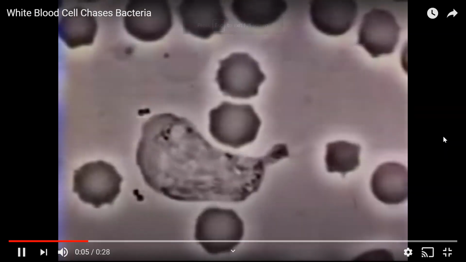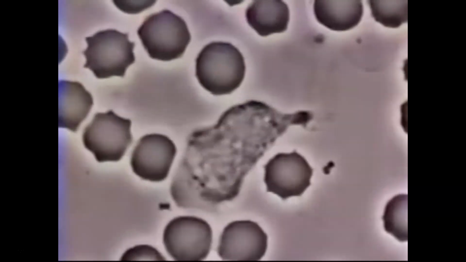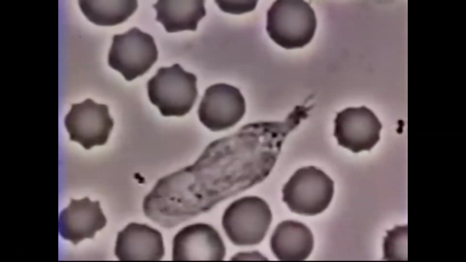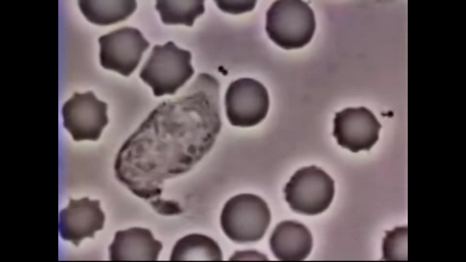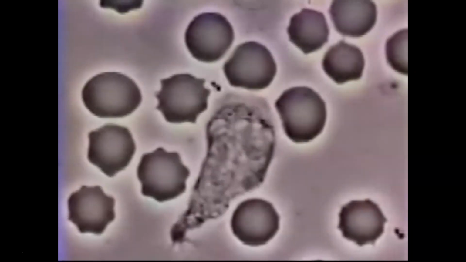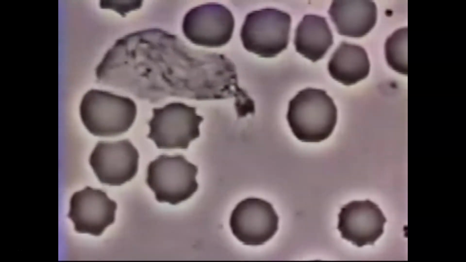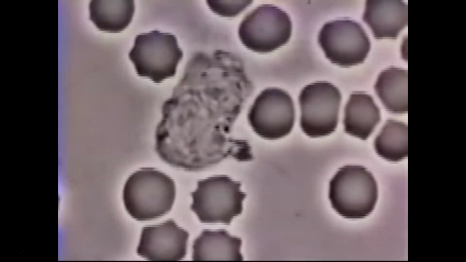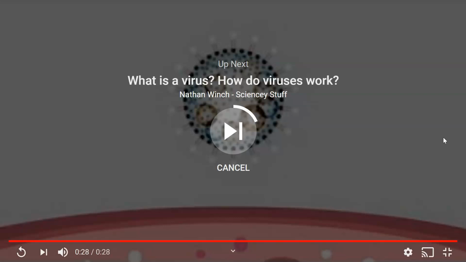So there's the macrophage traveling around, and the little black dots are bacteria. And this is in a cell culture plate, but a similar type of thing would be happening inside the body. Eventually, the macrophage catches up, latches on, and internalizes the bacterium. And this video doesn't go to the point where it's degraded, but that would be happening next.